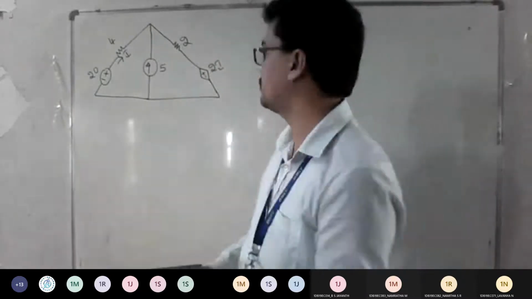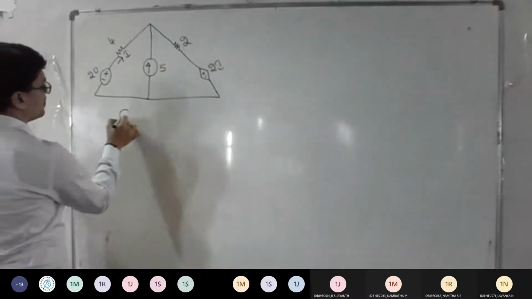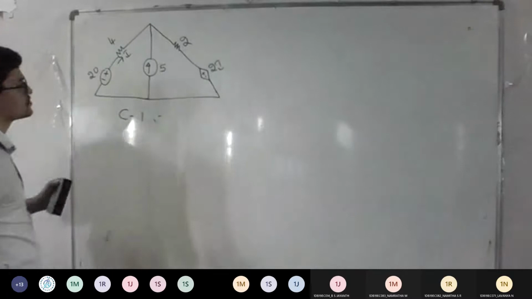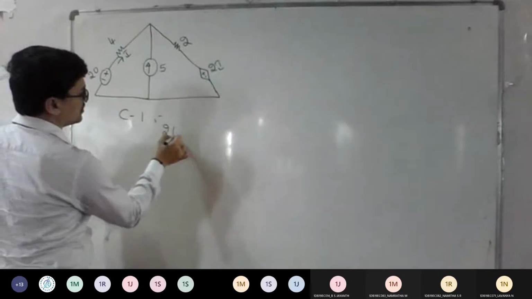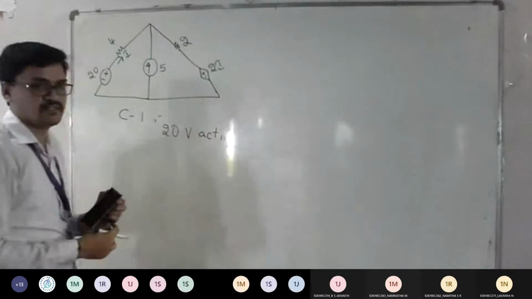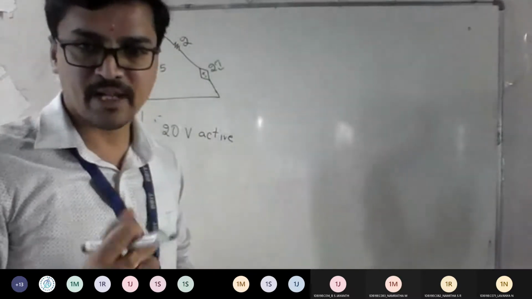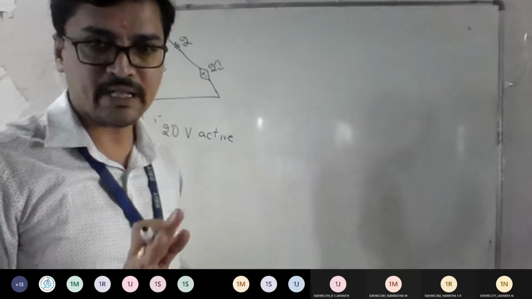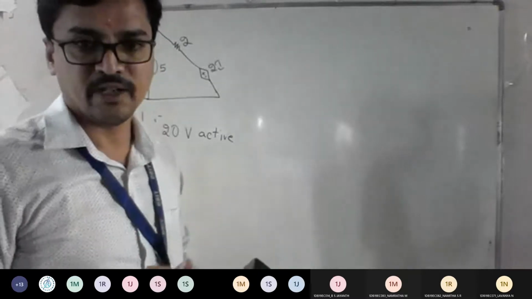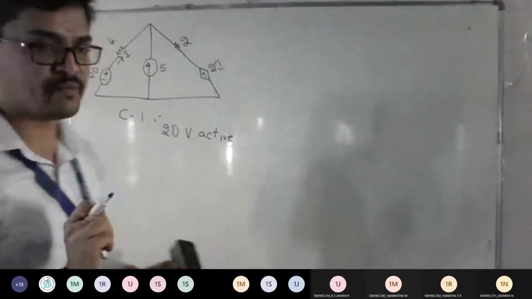Now I want answers from you, because you already learned the way to solve, right? Let me take case 1 here. What is active now? 20 volt is active. See, you need to write a statement like this. If you want to get complete marks in the exam, each step plays a major role. Don't be in a hurry to write the final answer. You're not going to get marks only for the final answer. Each step plays a major role.